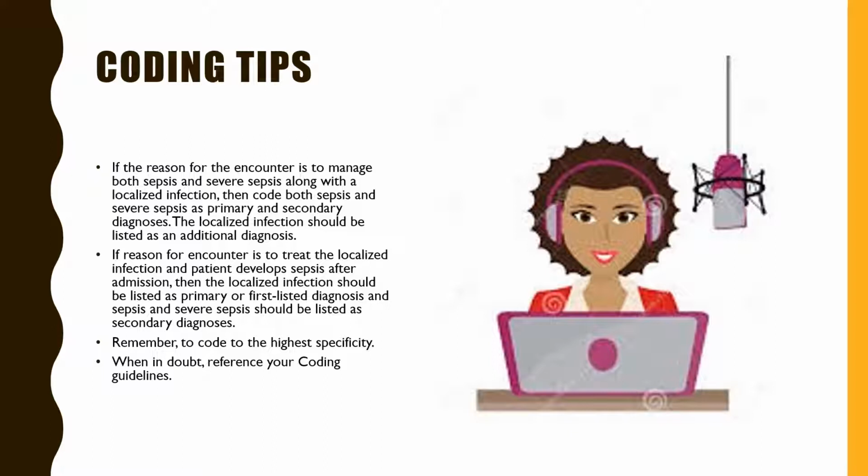The second tip, if the reason for the encounter is to treat the localized infection and the patient develops sepsis after admission, then the localized infection should be listed as primary or first listed diagnosis, and sepsis and severe sepsis should be listed as our secondary diagnoses. As always, remember to code to the highest specificity, and when in doubt, always reference your coding guidelines.